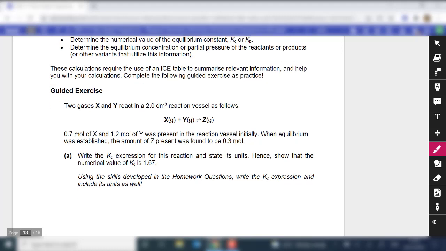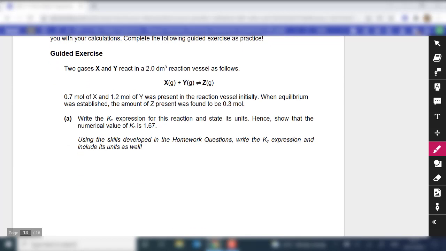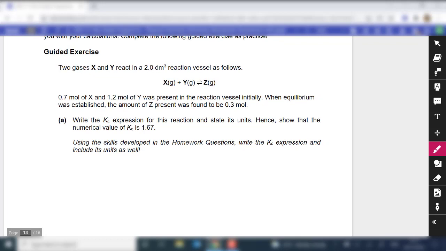Okay, so over here, we are going to look at a guided exercise. We have two gases, X and Y. They react in a 2 dm³ reaction vessel. We have 0.7 moles of X and 1.2 moles of Y present initially. When equilibrium was established, the amount of Z was found to be 0.3 moles. You are supposed to write the Kc expression for the reaction and state its units, and then hence show that the Kc value is actually 1.67.